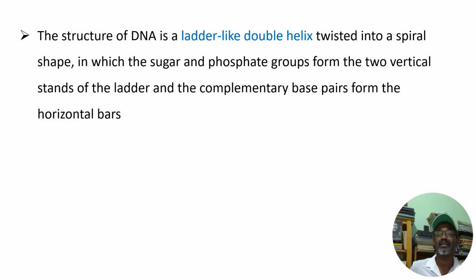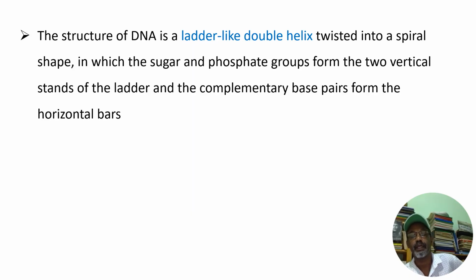But DNA is not linear. The two poles wind or twist on each other to produce a double helix. I will show you the double helix structure of DNA as proposed by Watson and Crick, two scientists who first deciphered the double helix structure of DNA in 1956, for which they won the Nobel Prize for biochemistry.